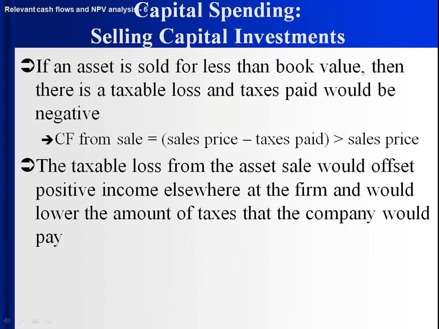The general conclusion is that if you sell an asset for less than book value, there's a taxable loss, and the taxes paid would be negative, or taxes would be saved. So the cash flow from the sale is actually greater than the sales price because you've got these tax savings. And so that's one way to think about it.